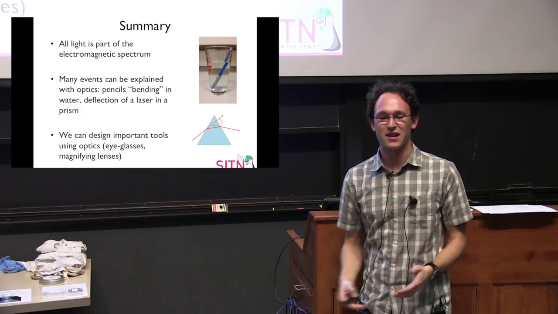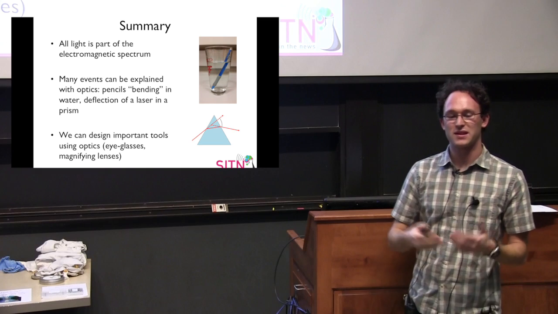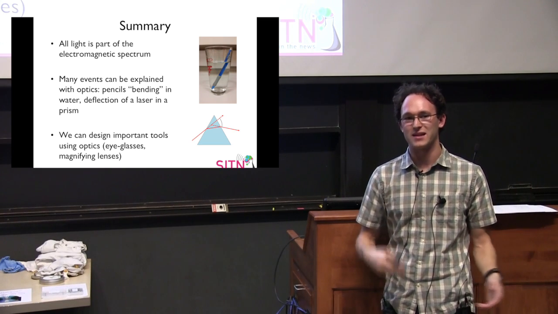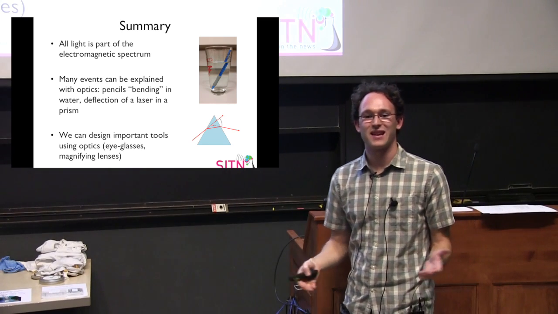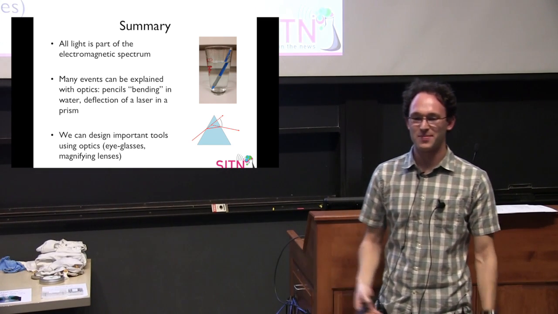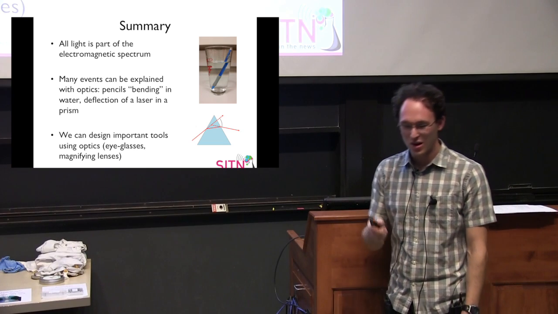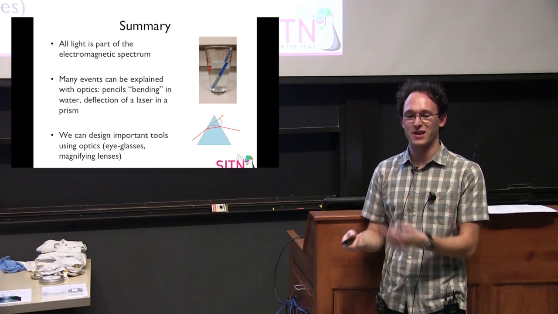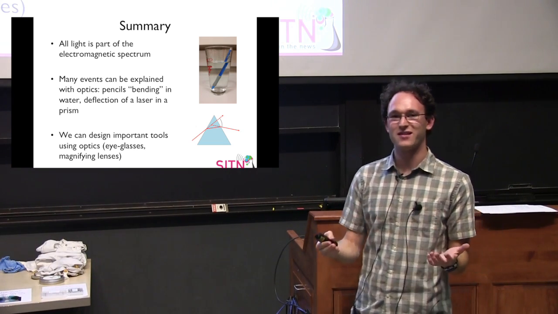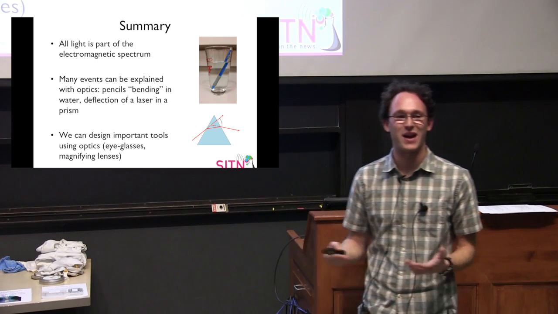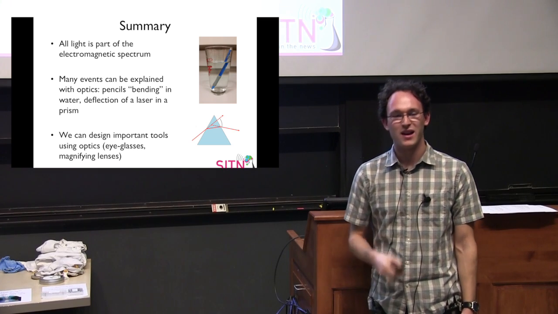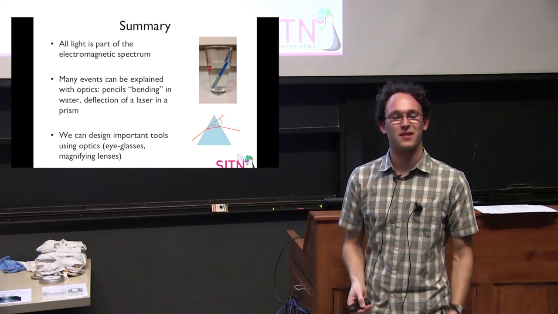So to summarize everything I've talked about so far, all light is part of this electromagnetic spectrum, whether X-rays, radio antennas, microwaves, or visible light. There are many interesting phenomena that can be explained with some simple optics, like a pencil being bent in water, or deflection of a laser when it hits a piece of glass. And we can use these simple principles of optics to design really important things, like eyeglasses and magnifying glasses. And with that, I'll pause and take the first set of questions.